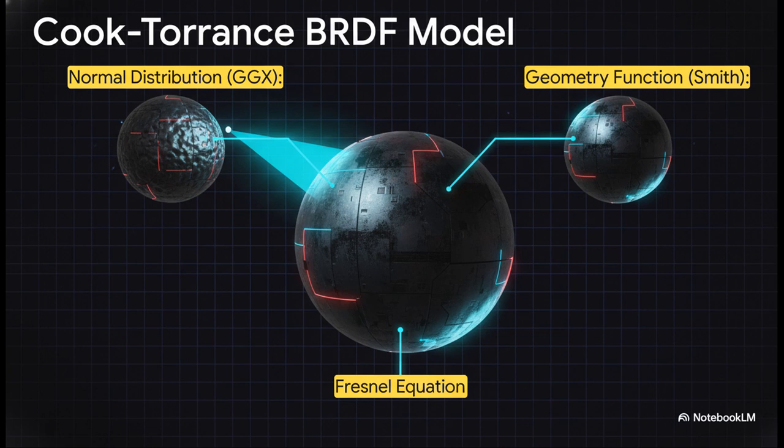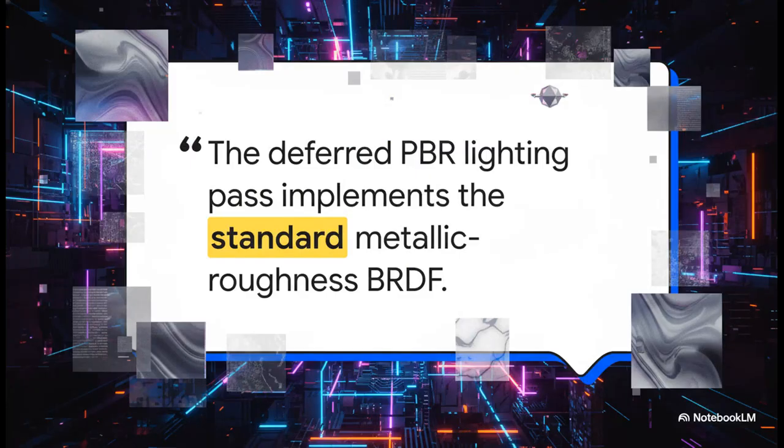The GGX term models how rough a surface is on a microscopic level. The Smith function figures out how those tiny bumps cast shadows on each other. And the Fresnel equation determines how reflections get stronger when you look at a surface from a sharp angle. It's an industry standard for a reason. It just works. The engine fully embraces the industry standard metallic roughness workflow.